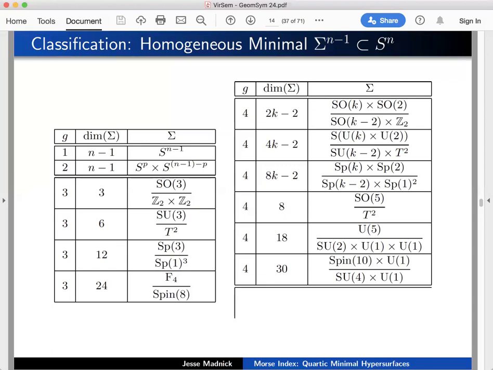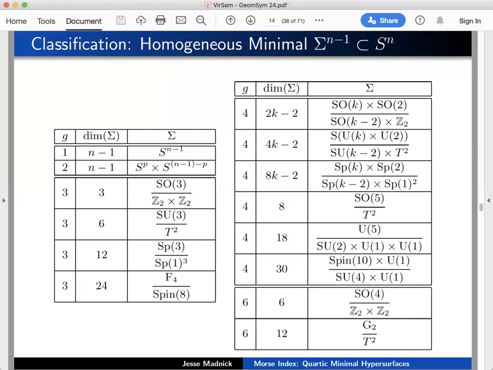And then finally in G equals 6, again, it returns to being very rigid. Those are the only 2 isoparametric ones that we know with 6 principal curvatures, one in dimension 6 in the 7 sphere, and the other is a 12-dimensional hypersurface in the 13 sphere. And both of them seem to be related in some way to G2.